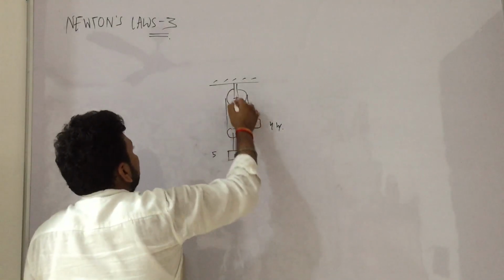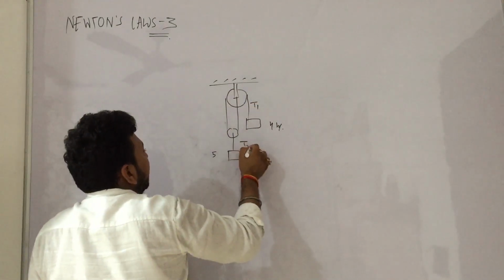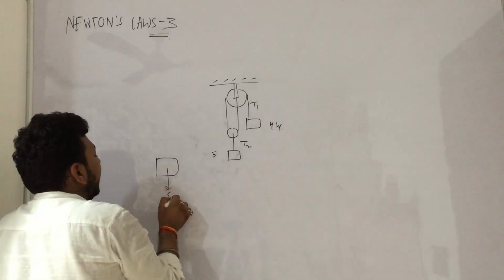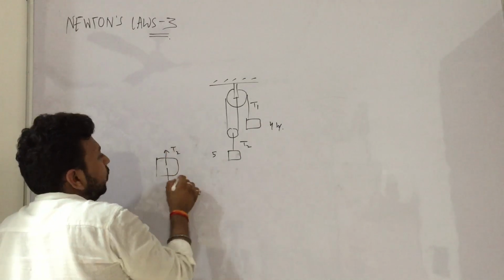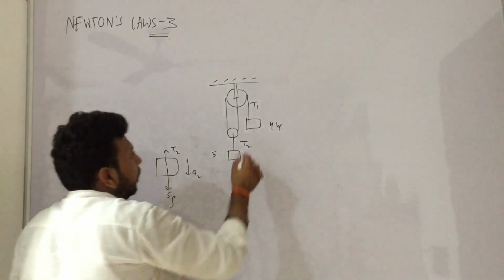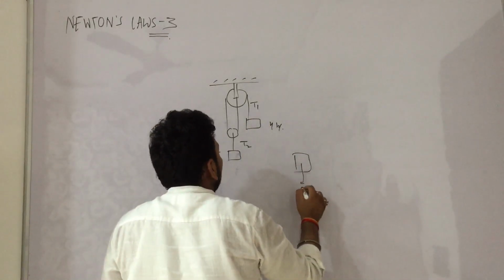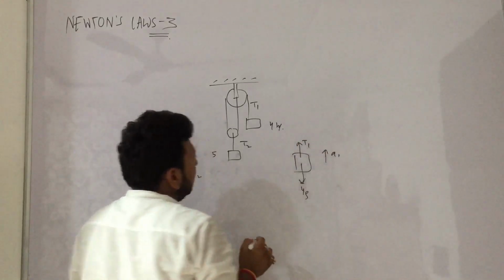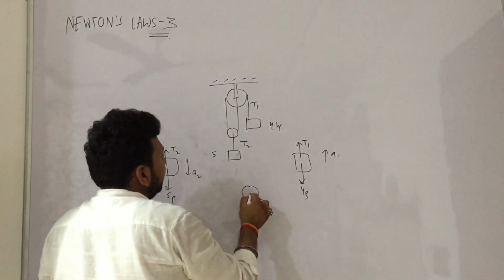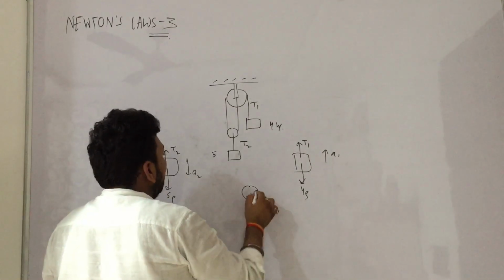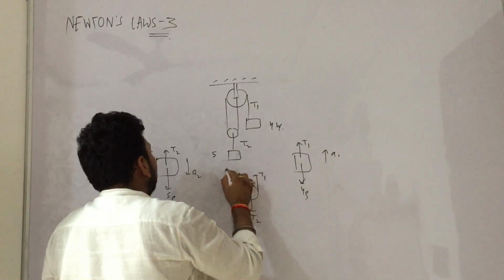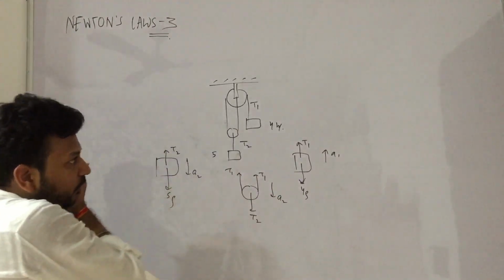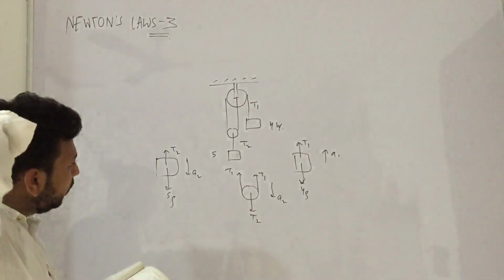So this is one string, let us take it as T1, this is another, let us take it as T2. If I consider 5, this is 5G, T2 and A2. For this 4G, T1 and A1. For the movable pulley, it is T2, T1 and T1, and the acceleration of the movable pulley is A2 because both will come down. So this is how it goes.